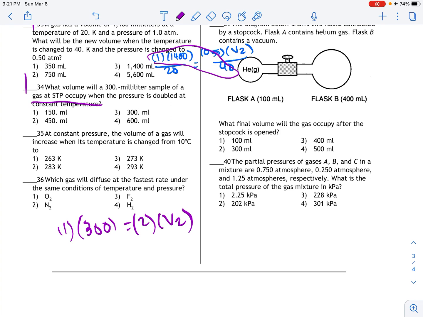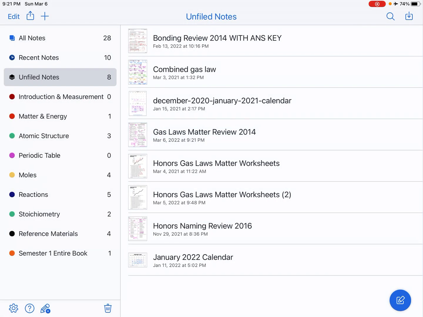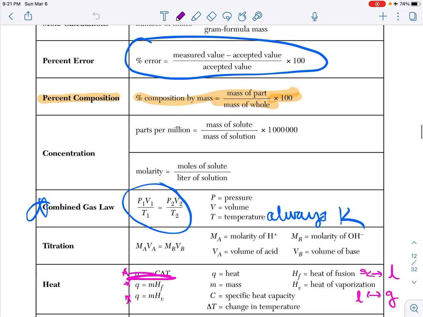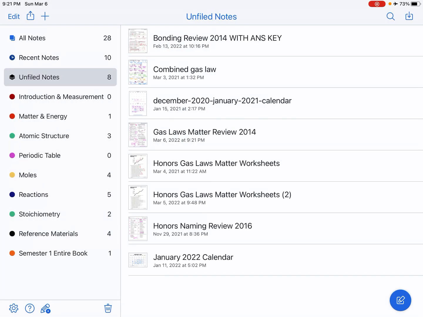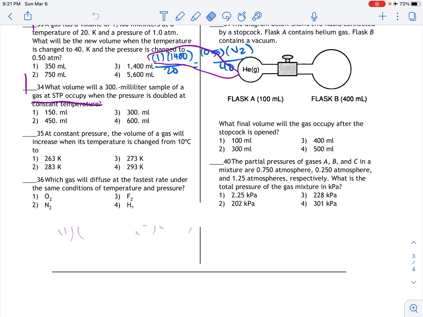At constant pressure, the volume of the gas will increase and the temperature is changed from, okay. So constant pressure means, if pressure is constant, that's Charles's law. V1 over T1 equals V2 over T2. And again, temperature must be in Kelvin. So I'm going to erase this here, give ourselves some room. So again, 10 degrees Celsius is not appropriate. We need 283 Kelvin.